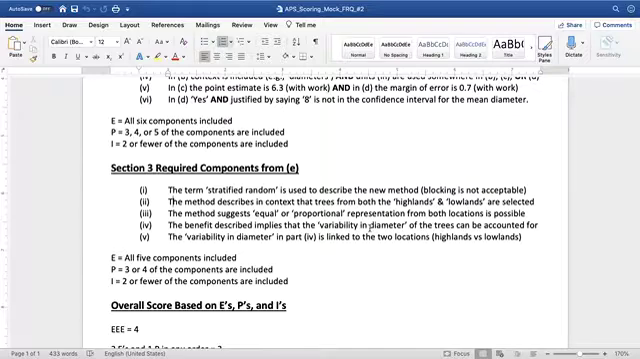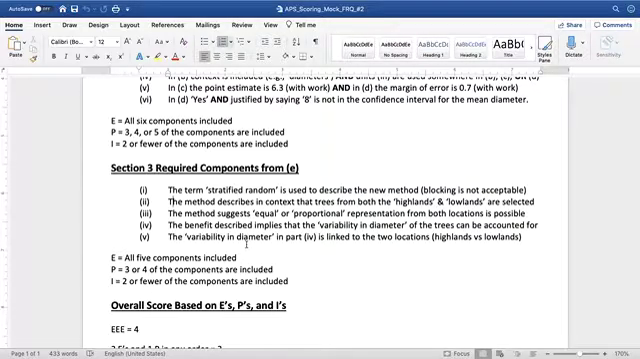The location of the trees, highlands versus lowlands, has an effect on the variation that we see in terms of the aspen tree diameters. So that variability in diameter needs to be mentioned. But then in our description, the advantage of selecting from both the highlands and the lowlands, why are we doing that?